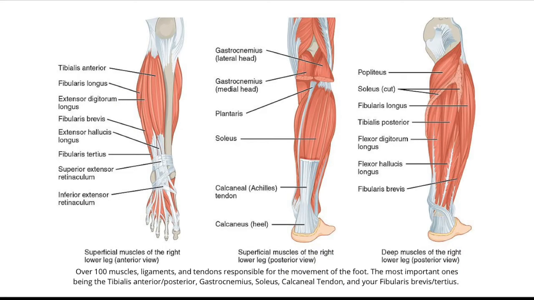This is a better view of the muscles of the lower leg. There are over 100 muscles, ligaments, and tendons responsible for the movement of the foot. The most important ones being the tibialis anterior and posterior, gastrocnemius, soleus, calcaneal tendon, and your fibularis brevis and tertius. Superficial means closer to the skin, and deep means closer to your bone.